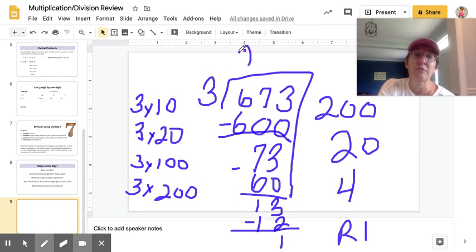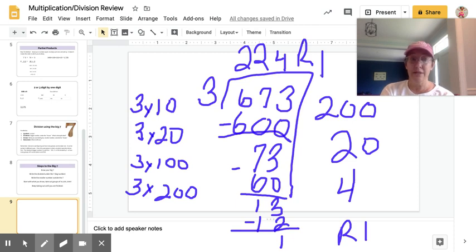And you can write that up here. You can write it off to the side. 224, remainder 1. Pretty cool, huh? All right, that is it. That is how you divide. It was a quick tutorial.